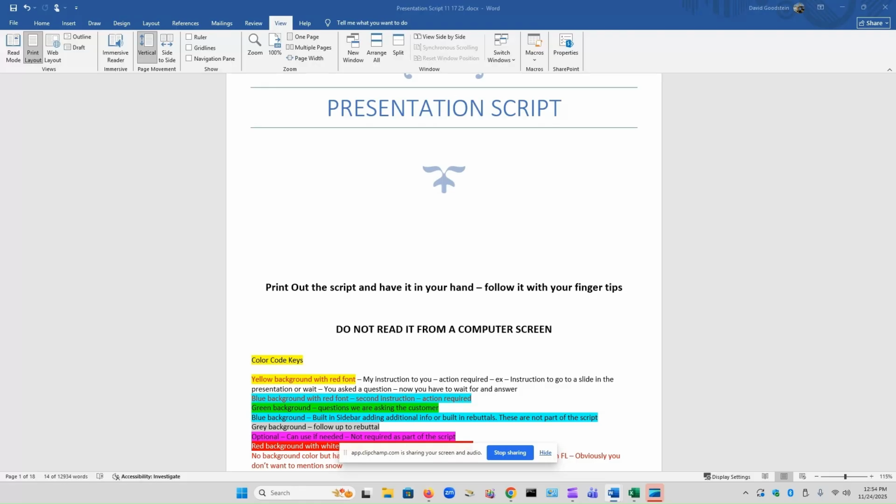I know I mentioned this before, but it bears repeating. You must have the script printed out and ready to go. Do not read the script from a computer screen. From a delivery standpoint, you'll want to remain in control of the conversation. You'll need to follow the script with your fingertips. That way, when the customer interrupts you with a question, comment, or a concern, you can address it and go right back to where you left off without missing a beat.